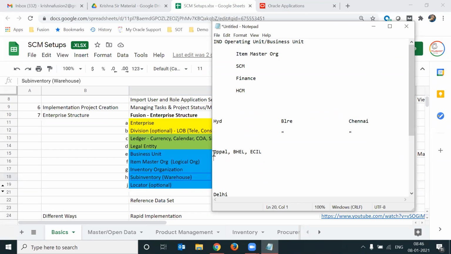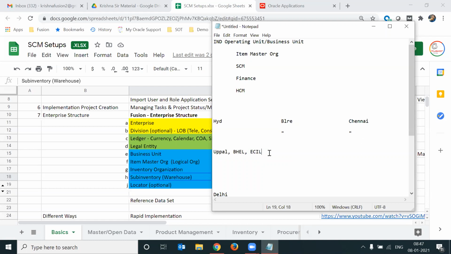How many warehouses am I having? 3. You know what is meant by warehouse, right? It is where you store your inventory, where we store our stock. That is a warehouse. But in the application, we are calling it a sub inventory.